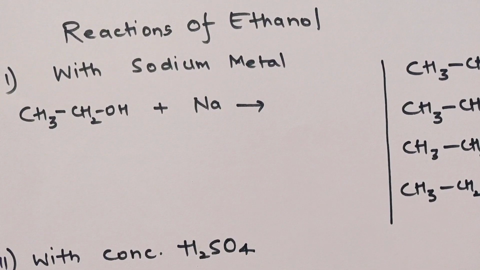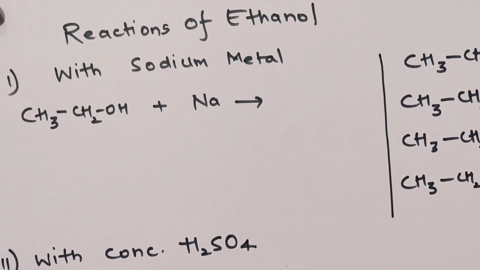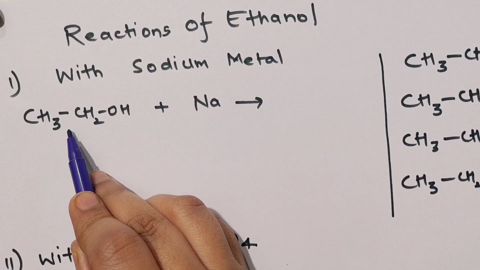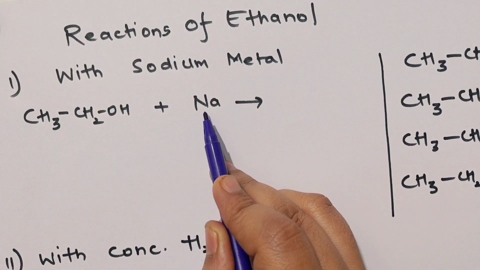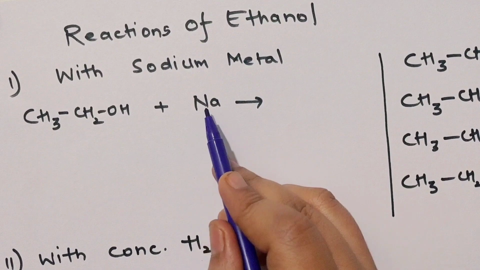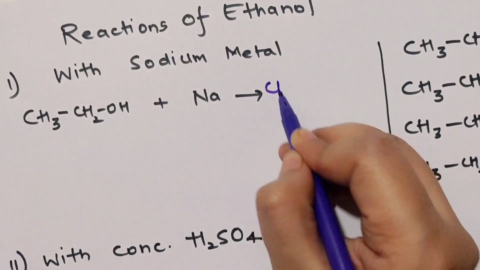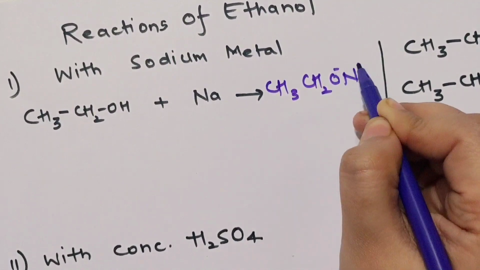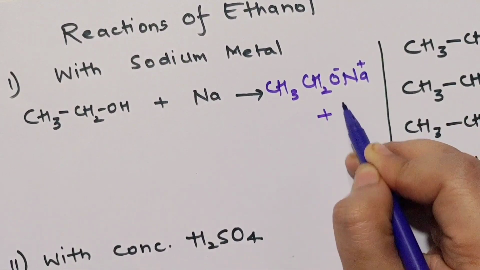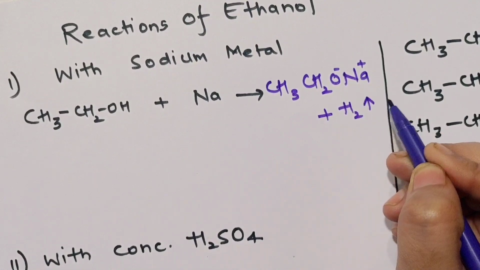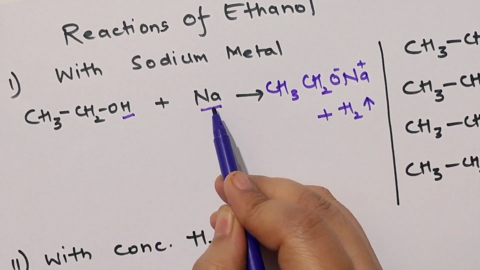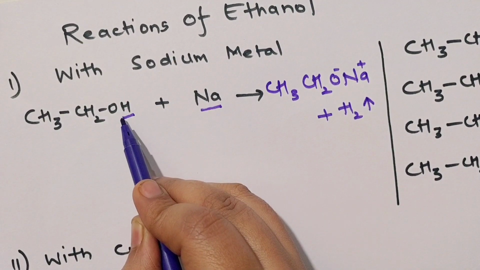Okay, let's talk about reactions of ethanol. The first reaction is with sodium metal. So there's ethanol. When it's combined with sodium metal, the product that you get is this, along with hydrogen gas. Basically what has happened here is a simple exchange between the sodium atom and the hydrogen atom.